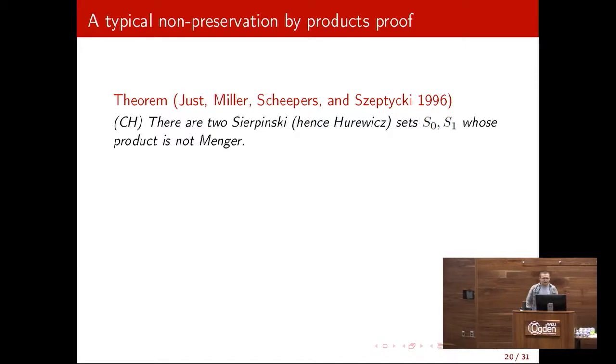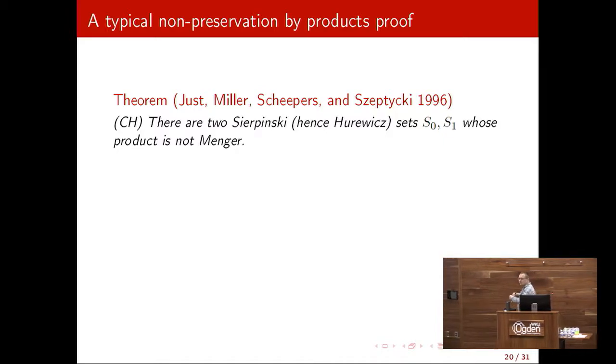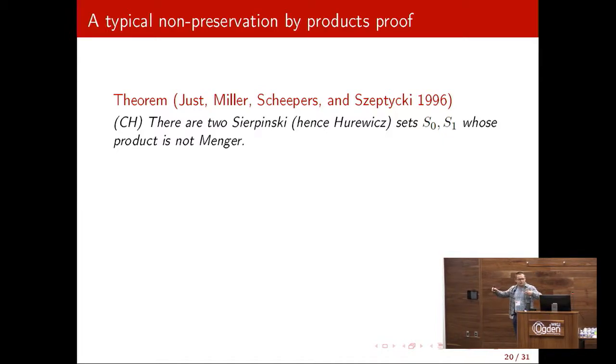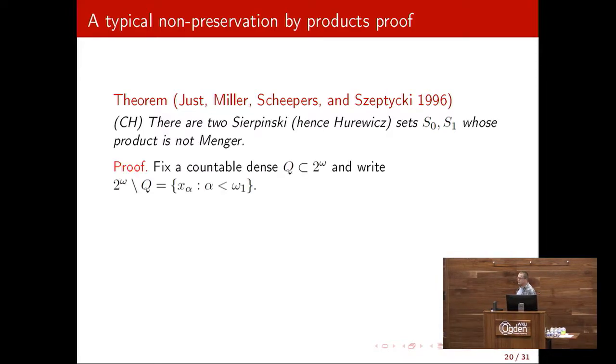Good. So a typical non-preservation by products proof: I selected this result of Just, Miller, Scheepers, and Szeptycki, which says that there are two Sierpinski sets whose product is not Menger. Remember, Sierpinski means that you run away from every null set. You're uncountable, but your intersection with every null set is countable. Well, under CH, you fix a countable dense subset of the Cantor set.